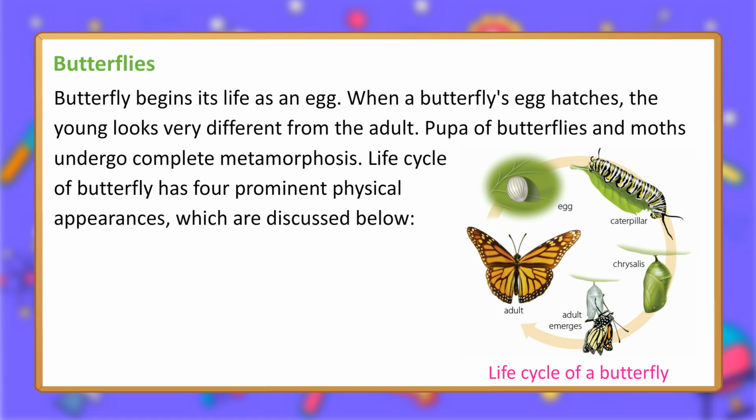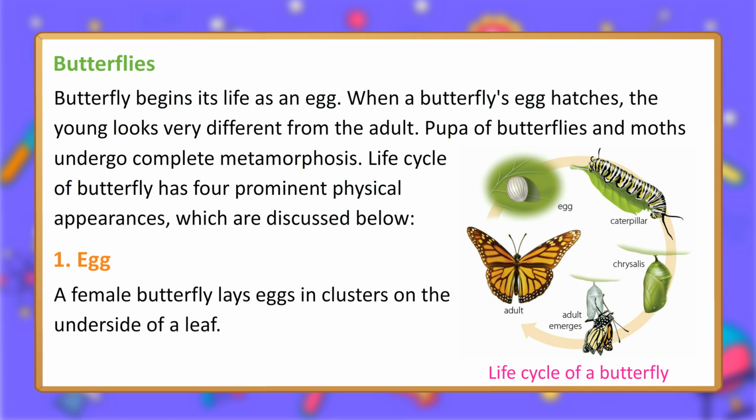Butterflies. A butterfly begins its life as an egg. When a butterfly's egg hatches, the young looks very different from the adult. Butterflies and moths undergo complete metamorphosis. The life cycle of a butterfly has 4 prominent physical appearances, which are discussed below.